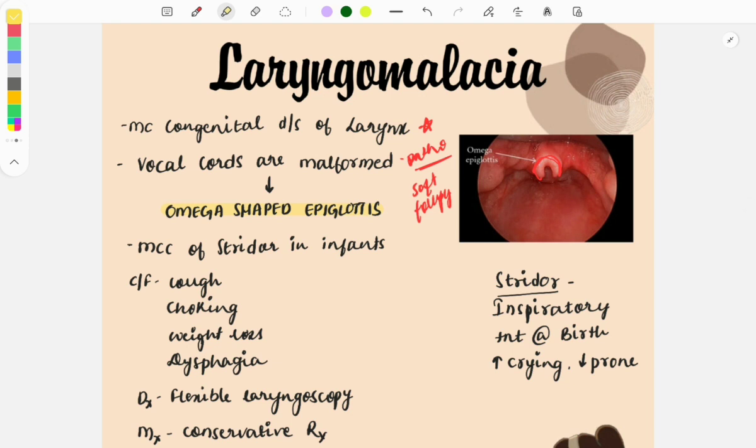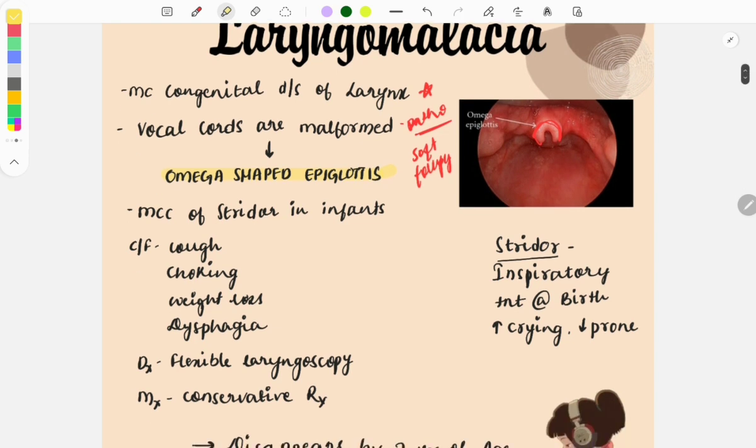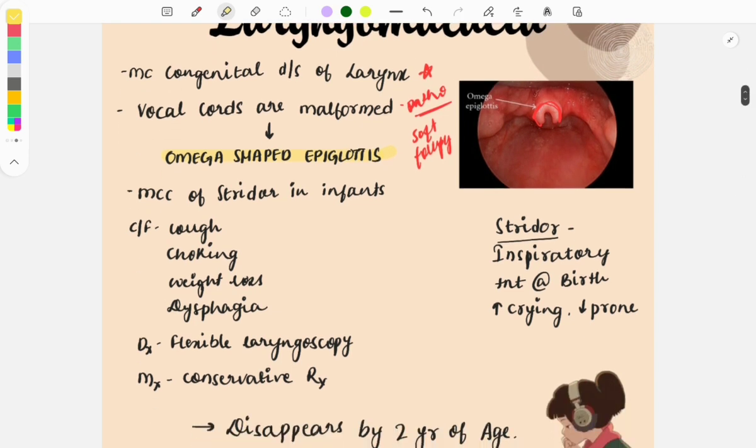So omega shaped epiglottis means laryngomalacia, and do look at this image also. Imprint this image in your mind as laryngomalacia. Okay. Then moving on, most common cause of the stridor in the infant.